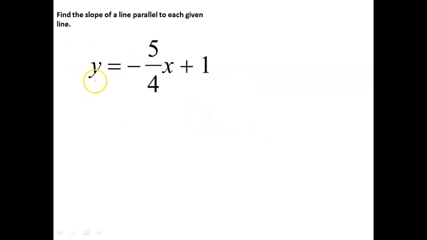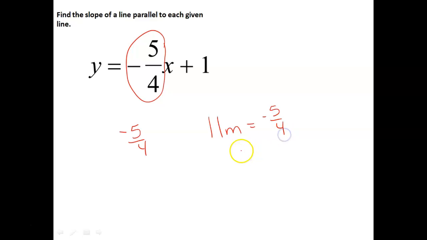All right, so I'm going to ask you to find the slope of a line that's parallel to this line. The slope of this line is negative 5 over 4. So that means the parallel slope is negative 5 over 4. Make sure you write down these questions because they're in the same format as your assignment that I've given you.